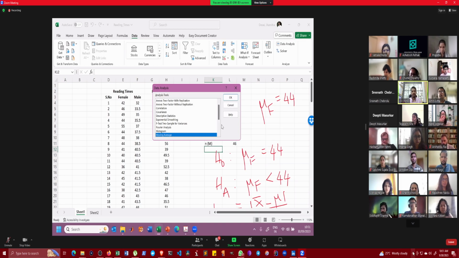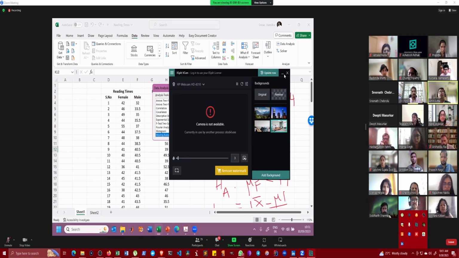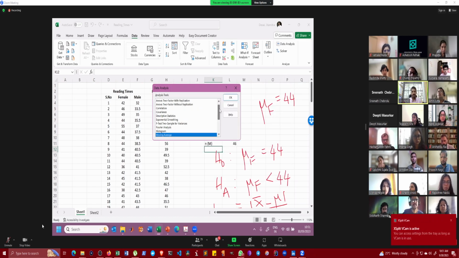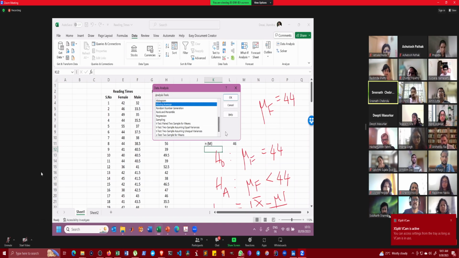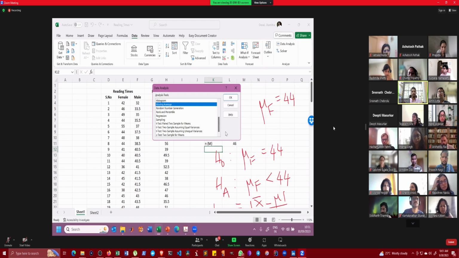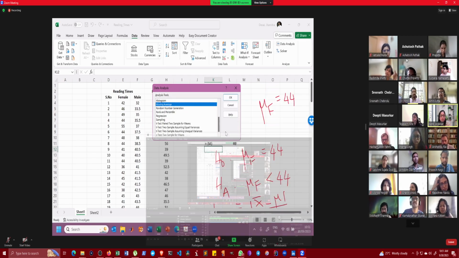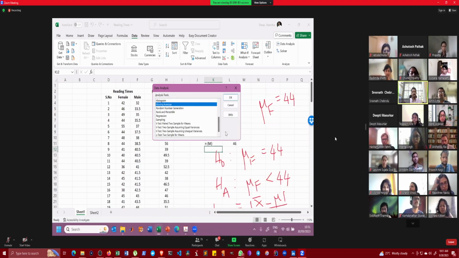Guys, does everybody have this with you? Okay. If you do this, you scroll all the way down to the bottom. Do you see those paired two sample for means, those t-tests? You're seeing all those values of those t-tests, right? So it says two sample assuming equal variances, two samples assuming unequal variances, and so on.